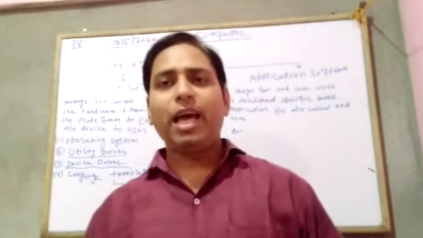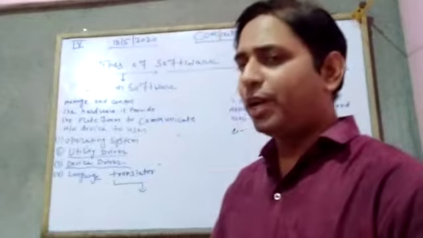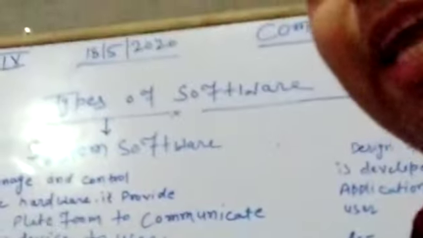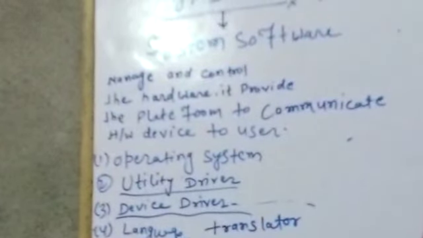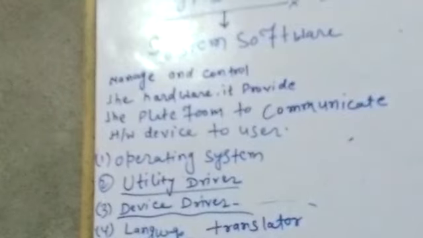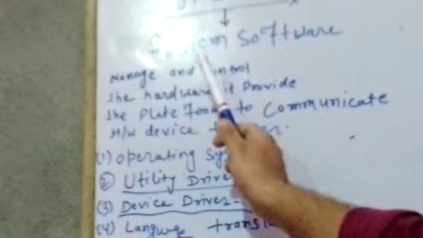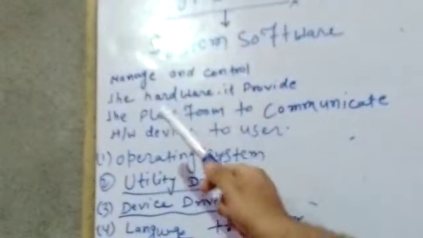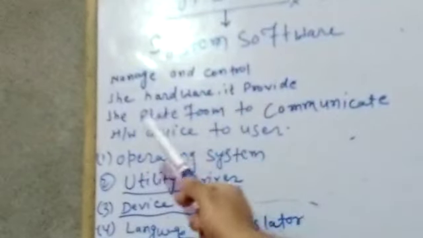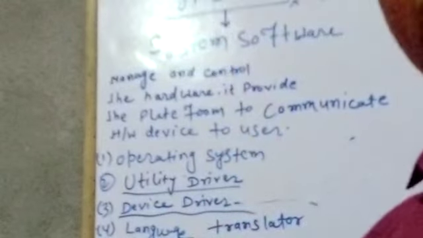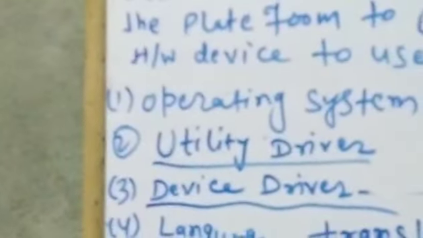Now come to the types of system software. We have divided system software mainly into various types, and I also give the definition of system software. System software manages and controls the hardware. It provides the platform for the hardware device to communicate with the end user. Okay, getting it?